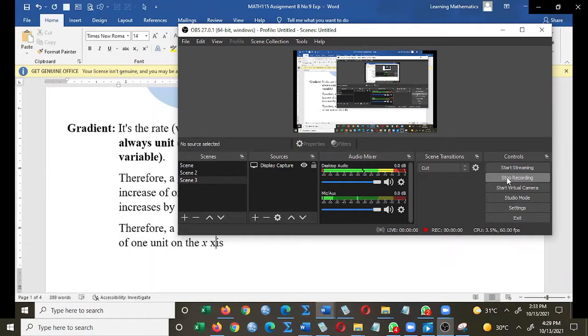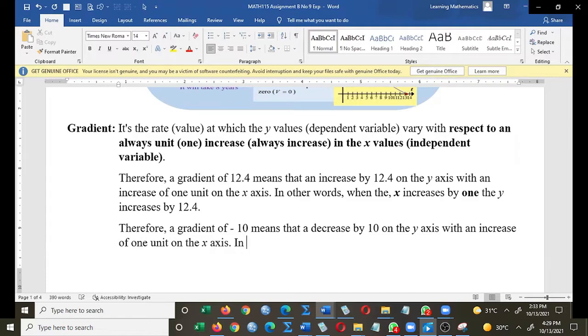On the x-axis. So in other words, when the x decreases by 1. When the x what?